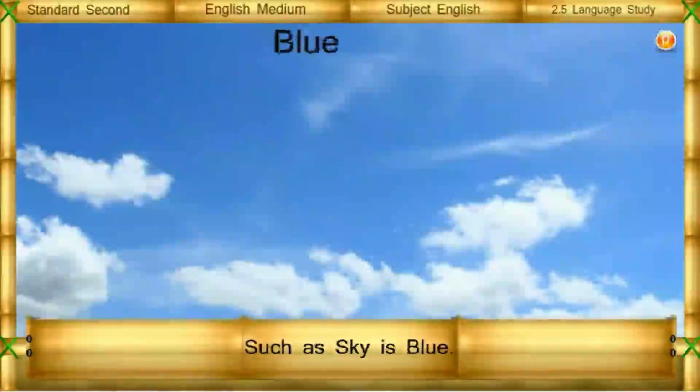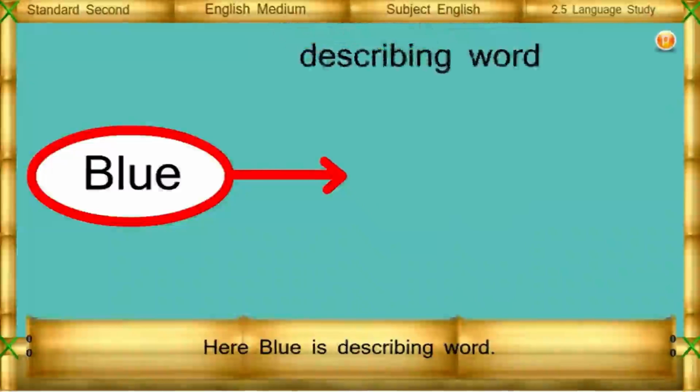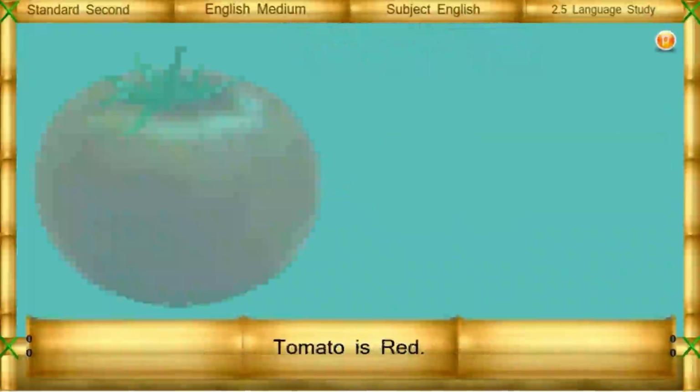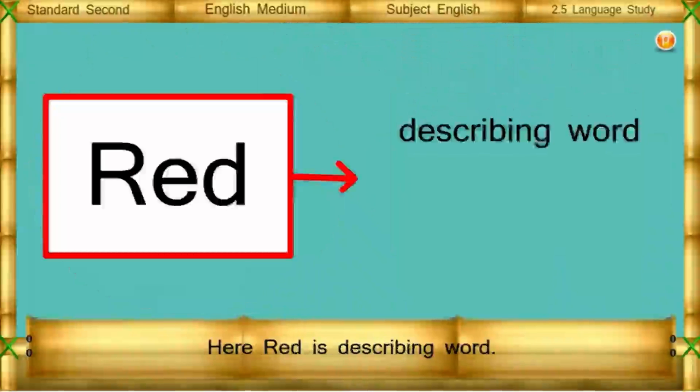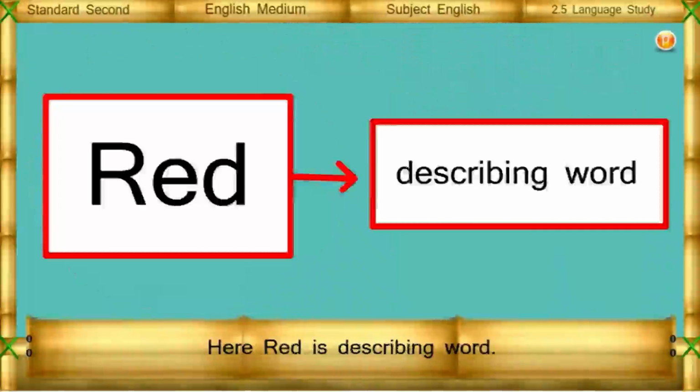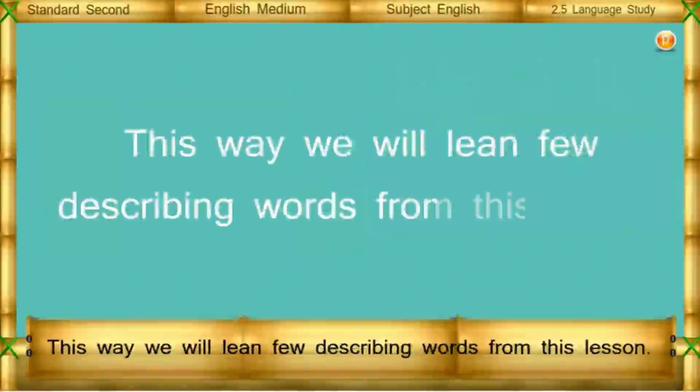Such as, sky is blue. Here, blue is a describing word. Tomato is red. Here, red is a describing word. This way we learn a few describing words from this lesson.